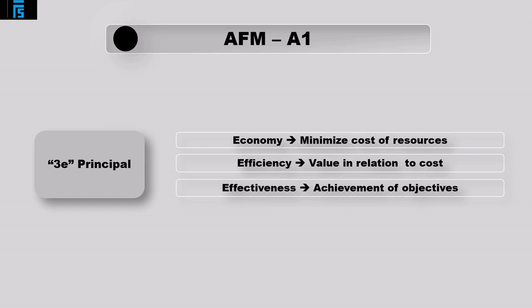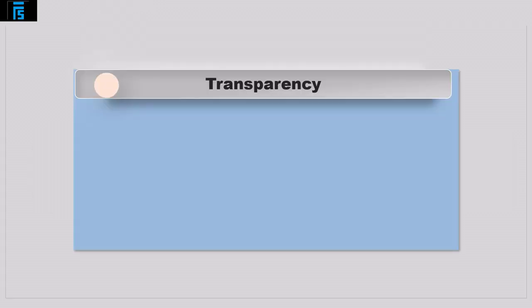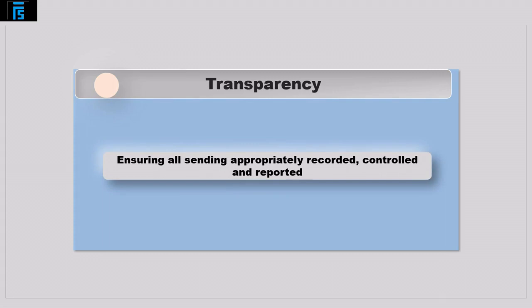The 3E principle can additionally be supplemented with a fourth component, which is transparency, ensuring that all spending is appropriately recorded, controlled, and reported. In this course, we will be analyzing the various areas of financial management so as to familiarize ourselves with the techniques used by financial managers in the realization of their tasks.